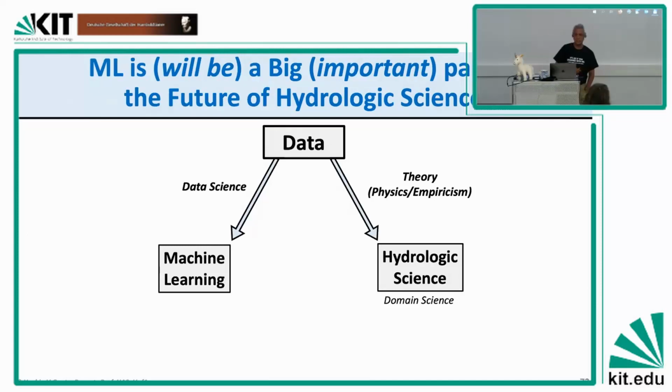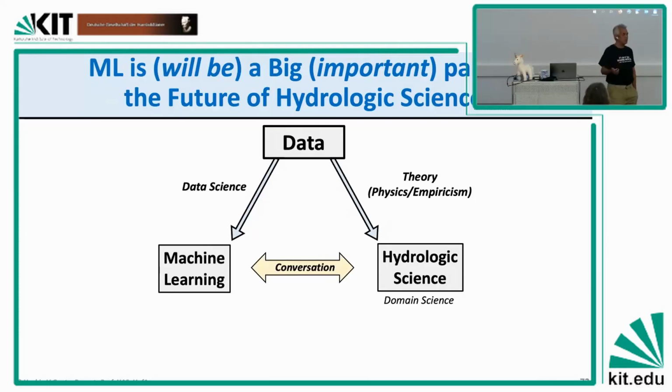So I'm firmly convinced that machine learning is going to be a big and important part of the future of the domain sciences, regardless whether it's hydrology or not. I'm not the first person to say this, but I'm saying it. And it's important, therefore, that there's a very strong conversation between people on both sides. There's a tendency for hydrological scientists to go, yeah, we've been doing machine learning forever, so what's new? Well, there's a lot new. And there's a tendency for machine learning people to say, I don't need to understand any domain science. I can give you better forecasts than you can do with your physical models. Well, maybe. I still need to understand what's happening.